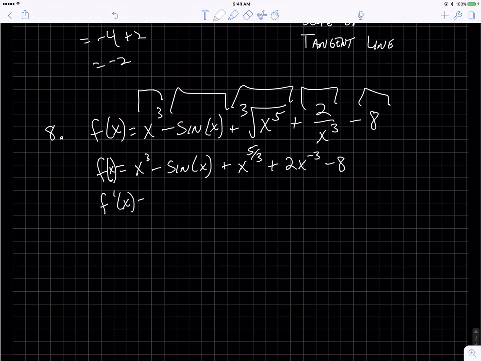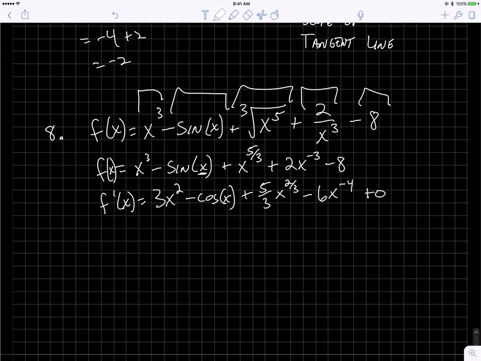So now, the first one's power rule, 3x squared. The next one is the derivative of sine is cosine. Since the angle is x, I could do times the derivative of what's inside, but that's just a 1, so we don't need to worry about chain rule there. This is a power rule as well. This one's a power rule as well. And the derivative of a constant is 0.